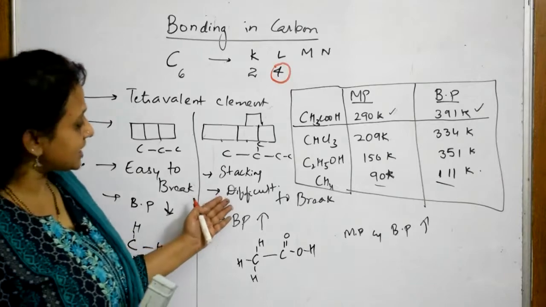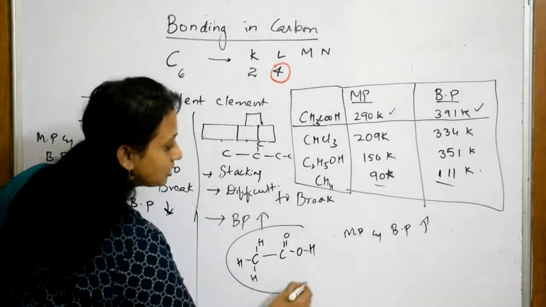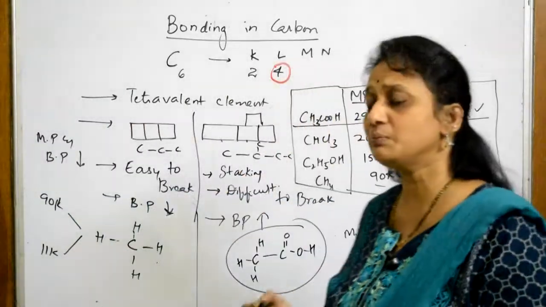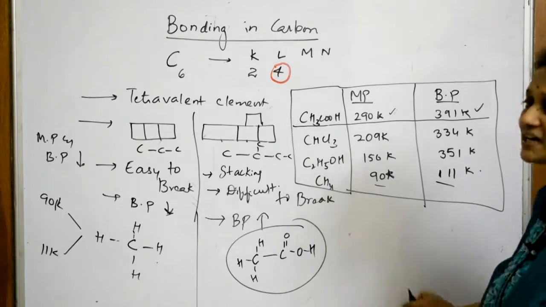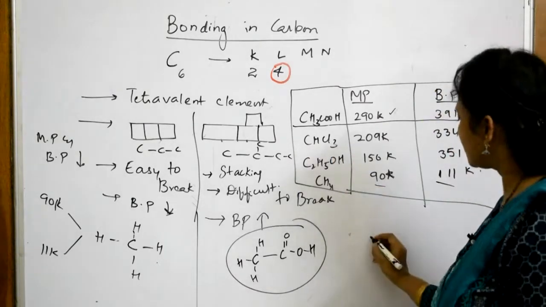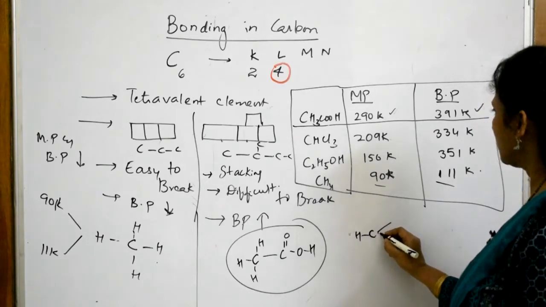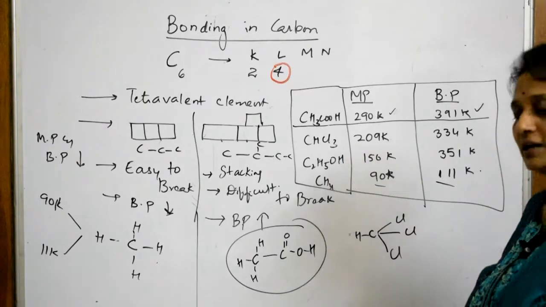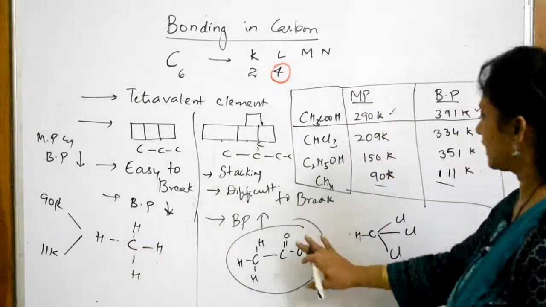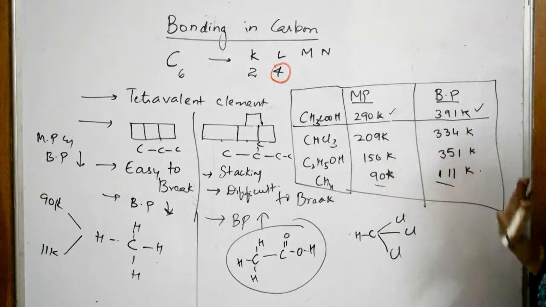Done. In this case, when there is stacking like in this compound, automatically the melting and boiling point will be more. Shall we write this for CHCl3? Let us see whether stacking is there or not. So CHCl3: carbon is here, hydrogen is here, Cl. It is a little bit better compared to this. That's why the melting point and boiling point have come down.